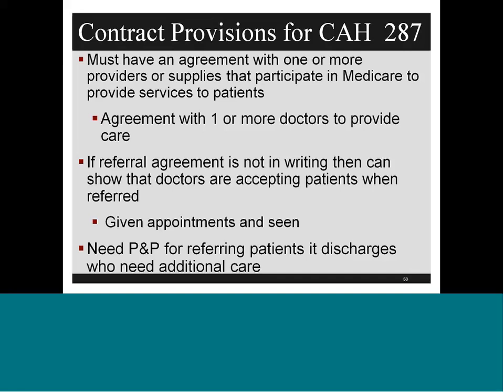And this is kind of interesting. If you refer patients out, you actually have to show that doctors are accepting the patients when they're referred and given an appointment and actually seen. So what they're talking about here is our on-call physicians. So if somebody came in and they had a fractured tib fib or a Colles fracture, and we put a splint or a cast on, and we would give them the name of an orthopedic surgeon to follow up with. In some critical access hospitals, they may not even have any orthopedic surgeons on their staff, but there's one in the next city or the next county that will take their patients for follow-up.